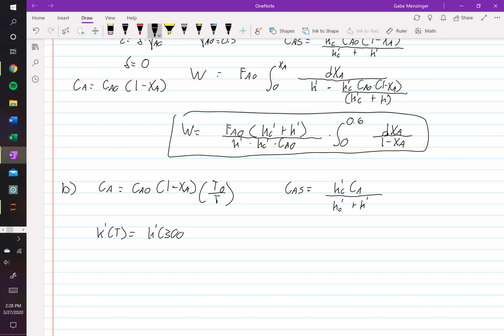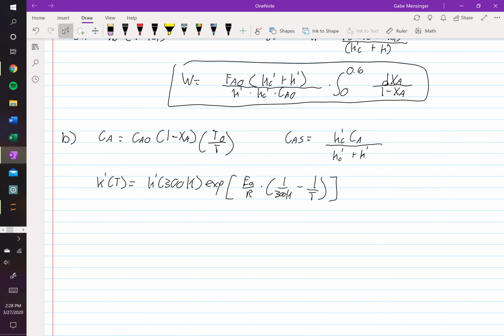So, using that, we'll get that K is a function of temperature in the following method. 1/T. And we are given K prime at 300 Kelvin.